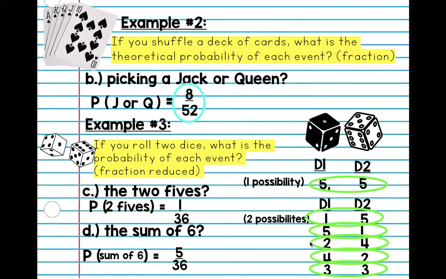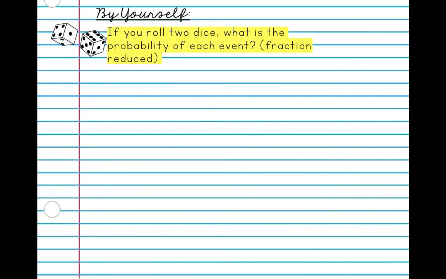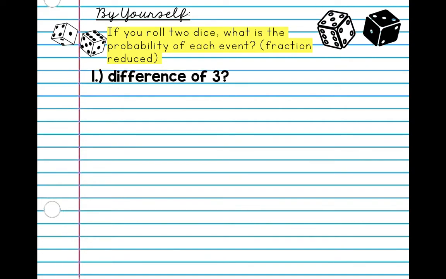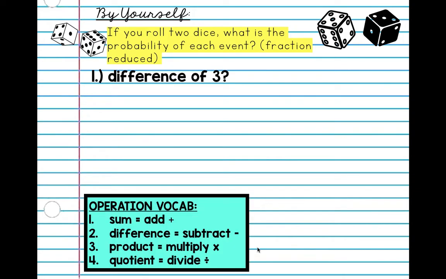Okay, so we're going to do a few more so you can kind of get the gist of this lesson. So let's do a few more by yourself. Okay, so it's asking me for the difference of 3. So if you don't remember what difference is, go ahead and copy this vocab down. Sum is add, difference is subtract, product is multiply, quotient is divide. Okay, so what two numbers you subtract can get 3?